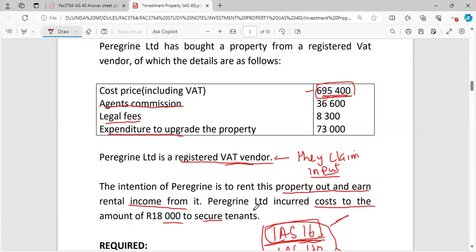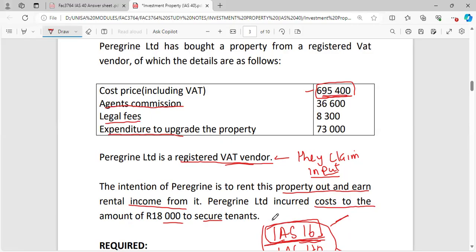But what about this cost to the amount of 18,000 to secure a tenant? Is it going to be part of the cost of the investment property? Based on what we have just done, is there anyone who has got an idea? From what we have just looked at, is it going to be part of the investment property's cost? The 18,000 cost to secure tenants. I think that one it's a period cost. It's an expenditure. Yeah, it goes to profit and loss, ne?